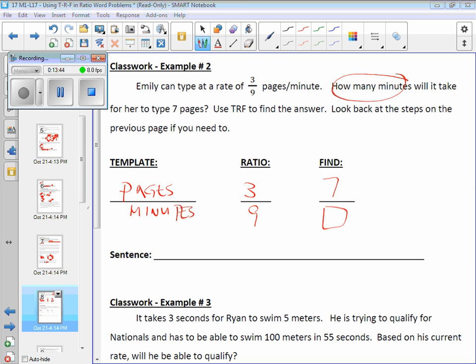Can't use constant though. You can, but it's a little bit more difficult. So then look top to bottom. Anthony, what's our missing number? Try again.